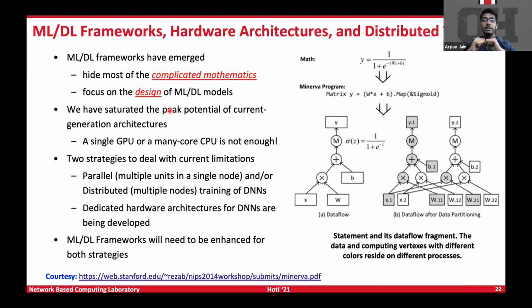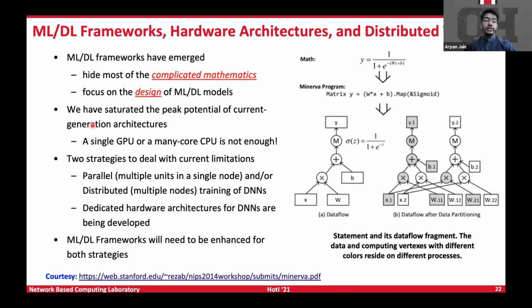The current generation of deep learning frameworks have already saturated the peak potential of the current generation of architecture, be it CPU or GPU. We are already exploiting all the cores available on a CPU or a GPU. So how can we train the model even faster? As we all know, the current state of the art models cannot be trained on a single GPU because of the sheer amount of computation required. So how can we train those models?